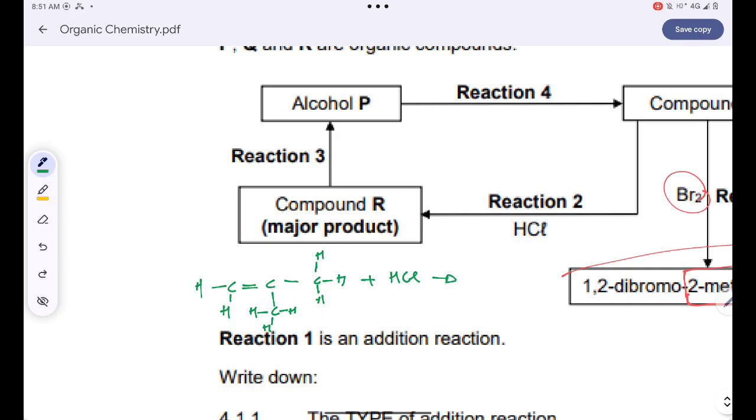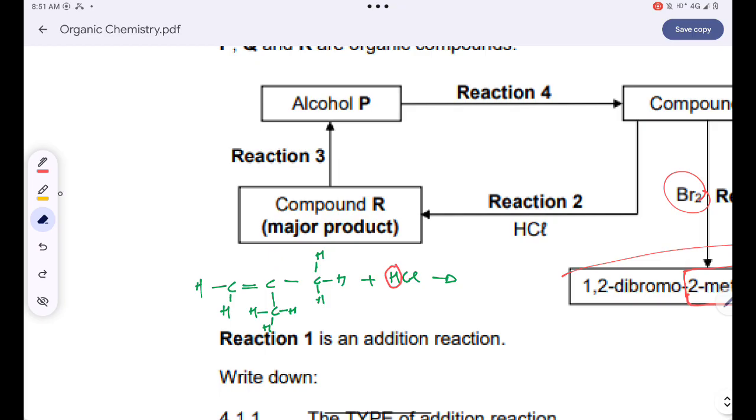Whenever, guys, we are dealing with addition reaction, and whatever that we're adding has a hydrogen atom, please note that we'll always follow Markovnikov rule. The hydrogen atom will be bonded to the carbon with the highest number of hydrogen. So the hydrogen atom will come over here, and then the chlorine will come over there. That's how we will form our major product.